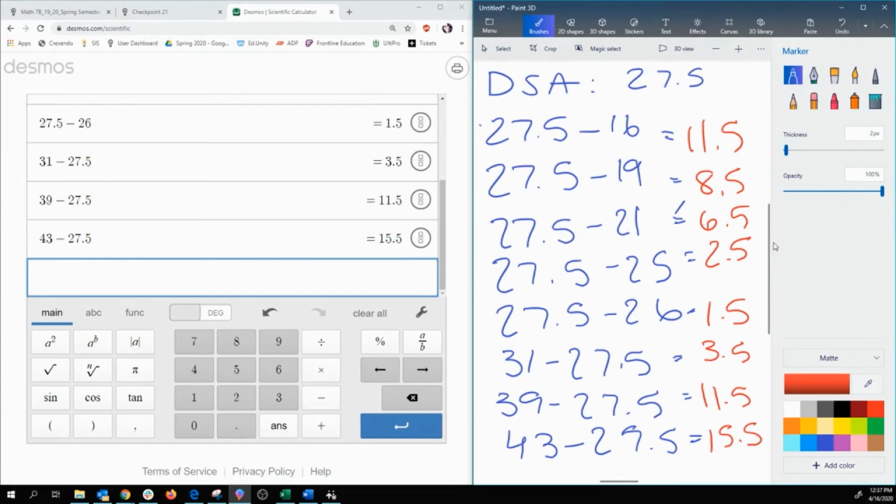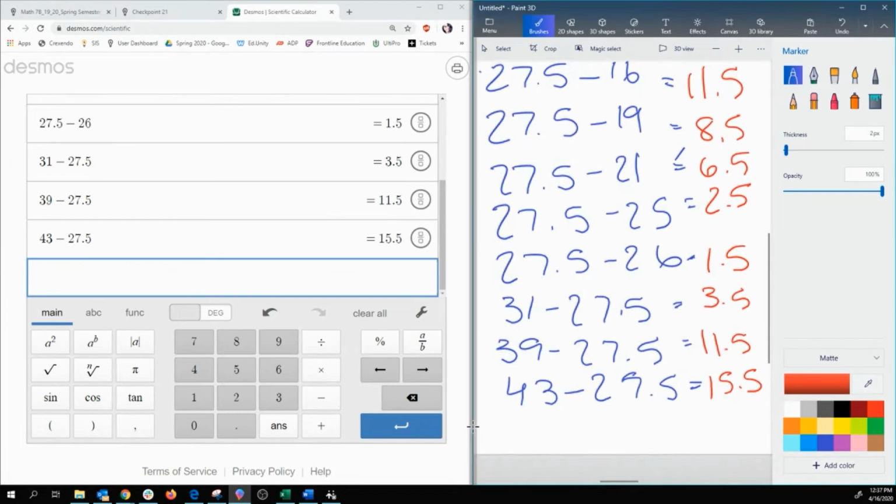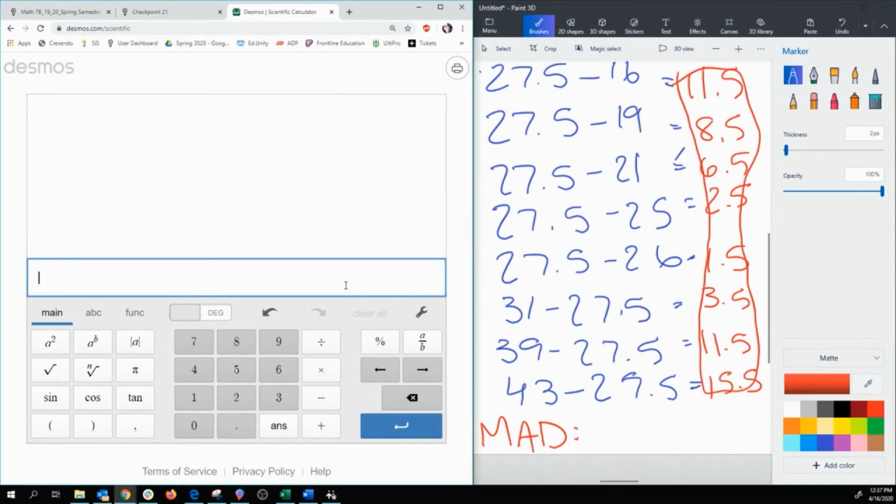Alrighty, so I have all these new numbers that I have in red. So to find my mean absolute deviation, remember I just need to take the average of all of those. So I need to add all of these together and then divide it by the total number that I added together. So remember to double check these when you're typing them in.